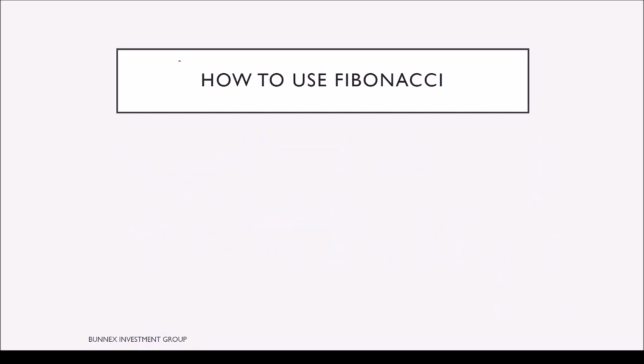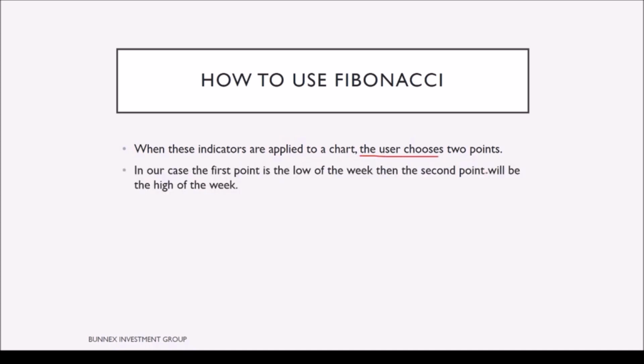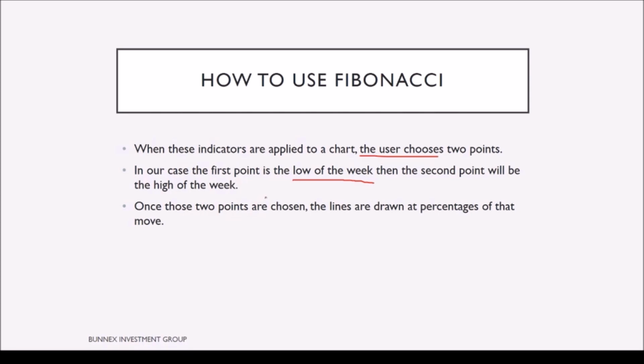So here's how you can use the Fibonacci tool. When this indicator is applied to a chart, the user chooses 2 points, which are basically a lowest point and the highest point. In our case, the first point is the low of the week, and the second point is the high of the week. After obtaining these points, we now need to apply the Fibonacci retracement tool. Once these 2 points are chosen, the lines are drawn at percentages of that move.